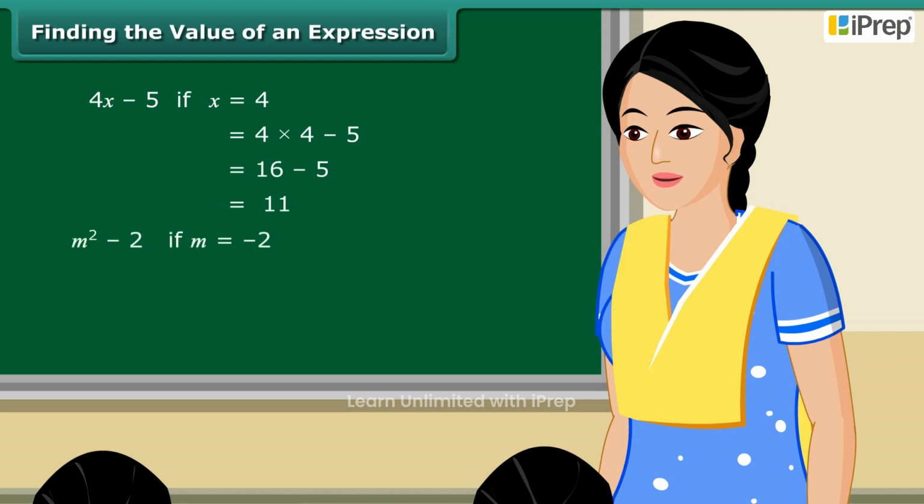Similarly, if m is equal to minus 2, then the value of the expression m squared minus 2 will be equal to 2.